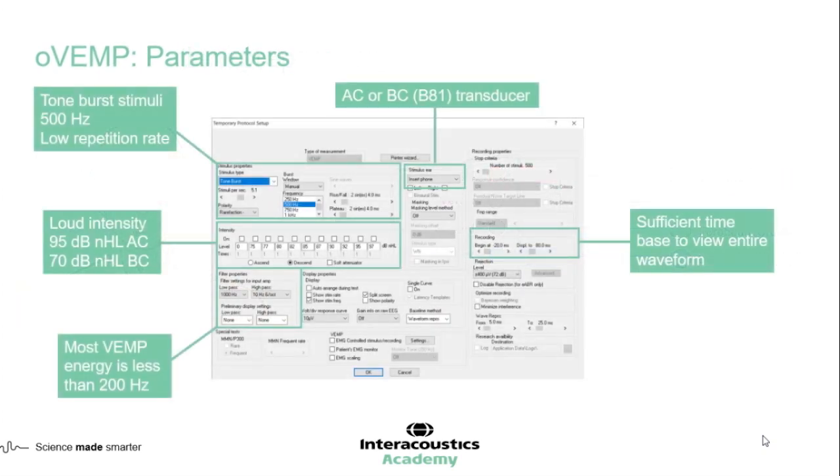Again, in our Eclipse, we've got the same sort of setup. We can adjust depending on which stimuli we're using, and again, we're at quite as high levels as we can get, particularly as the oVEMP is a small response. And again, we'll address that in a little bit more detail as we move through this webinar.